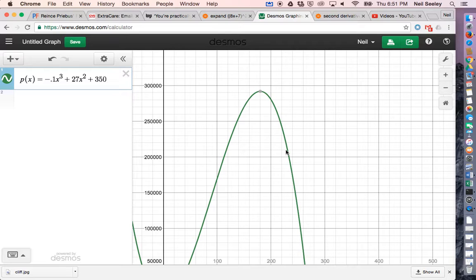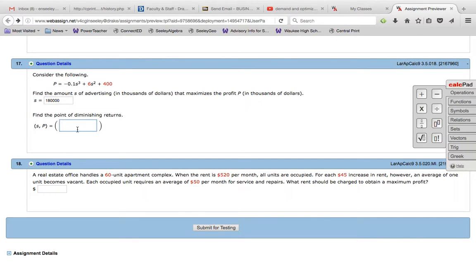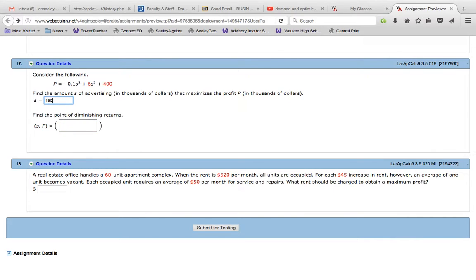So that's the derivative told us where to go. We can see it in the graph. To answer the question, you're supposed to say what amount S of advertising, in hundreds of thousands, would do this. And remember, you're dealing with that big scale, so 180,000 is what you're going to put in for the sales. Point of diminishing returns is, now it's interesting, S is in thousands of dollars. So I forgot they actually want it to be 180. I'm going to submit for testing so you guys can see the end result of this.